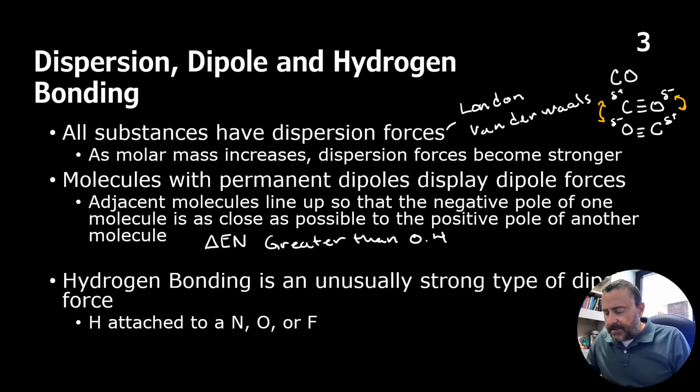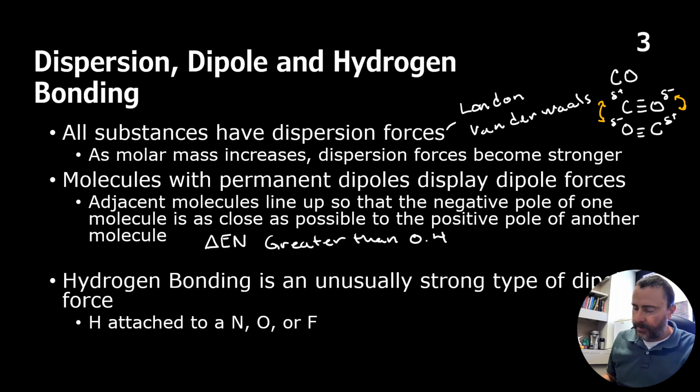All right, and then lastly, we have hydrogen bonding, and hydrogen bonding is a very strong type of dipole binding, and it is when you've got a hydrogen directly attached to either a nitrogen, an oxygen, or a fluorine.